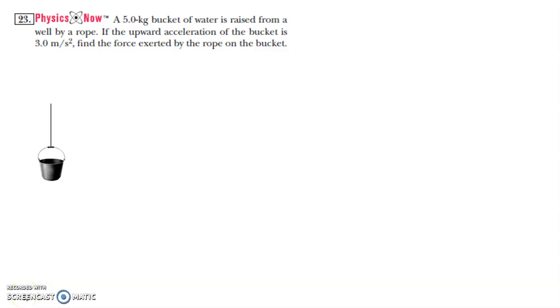So I want to talk through problem 23. It's a very basic problem, but I'm seeing all sorts of inconsistencies in students' solutions. So here's the problem with the bucket of water. Here's a picture of the bucket, and of course we're going to draw a free body diagram, but before we do that, we put all the information off to the side.